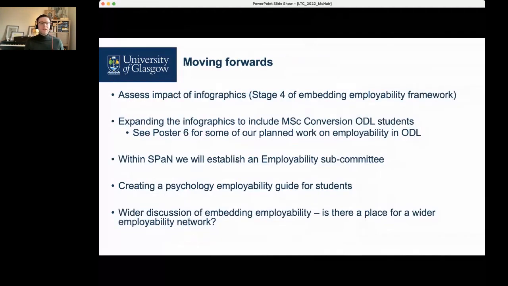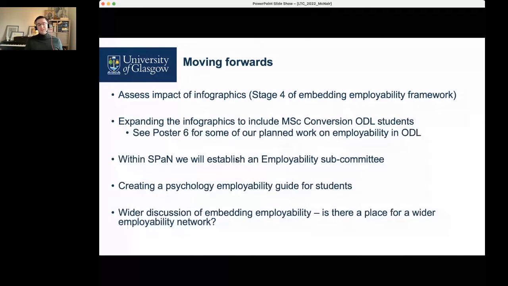And then moving forwards, what we're wanting to do next with these infographics is close the loop. We're looking to assess the impact of the infographics, which is the final stage of the embedding employability framework. We're then looking to expand the infographics to also include our online distance learning students. We have a cohort of conversion students who are studying an online distance learning degree. So we want to make sure that our infographics are representative of those students. And we have set out some of our planned work in poster 6 earlier today.